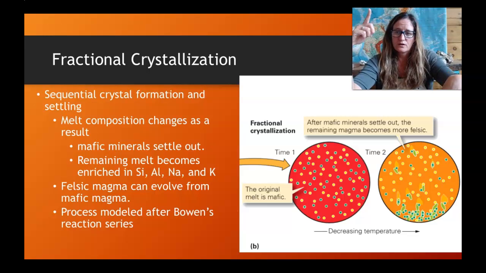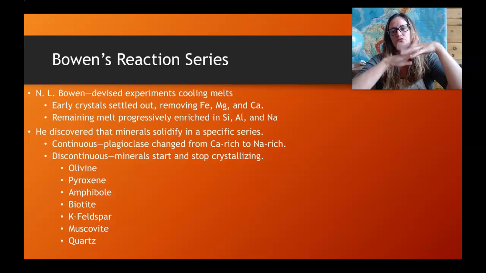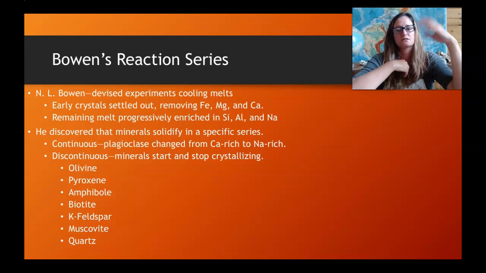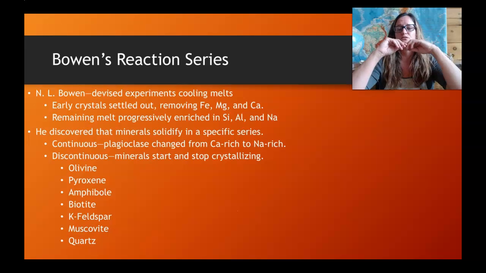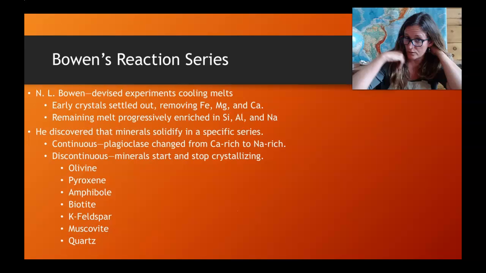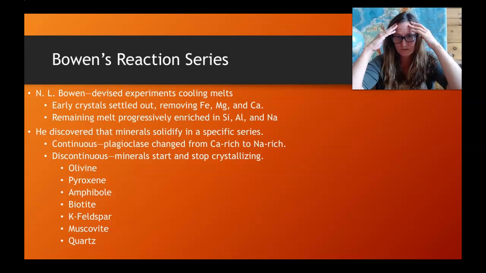That goes right along with Bowen's reaction series. So in Bowen's reaction series, he did experiments on melting and cooling melts and determined that early crystals settle out, the ones that are mafic, and those are minerals with iron, magnesium, and the calcium-rich plagioclase. Left behind were minerals that were richer in silica, aluminum, and sodium. So he was able to set up Bowen's reaction series.